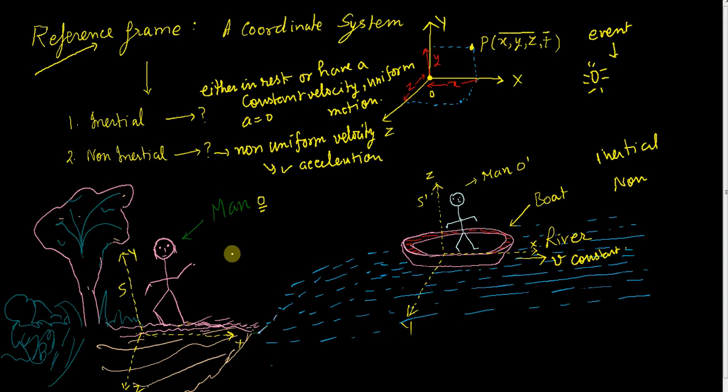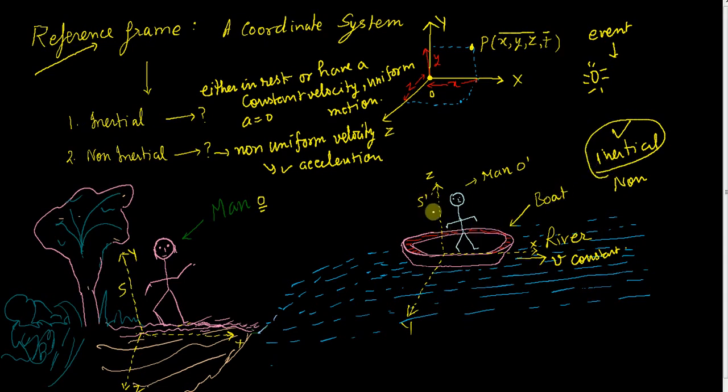My question is this. And similarly, the S prime frame is a boat that is moving in a river with constant velocity v, and a man is standing in the boat. Is this S prime frame an inertial frame or non-inertial frame? What is your answer for the S prime? Yes, this is an inertial frame.